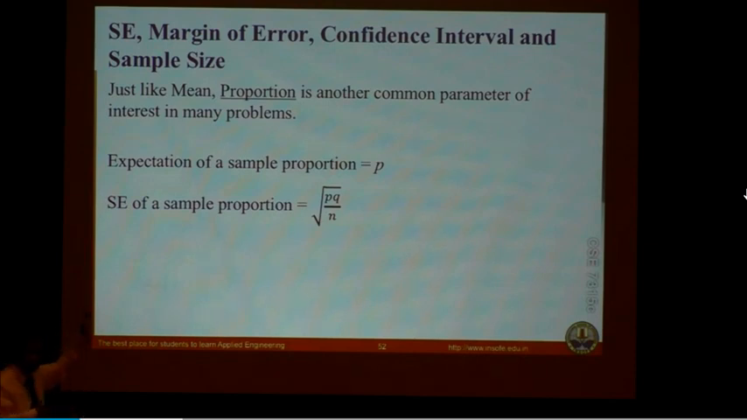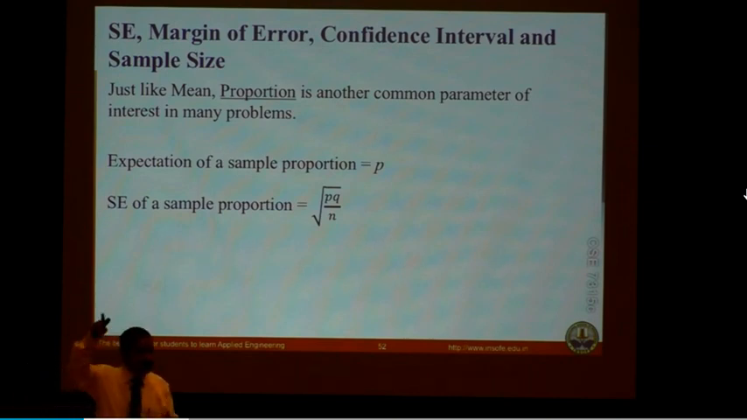But at this point, the standard error when we were doing means was the standard deviation of the population divided by the square root of sample size. Here, it is the square root of PQ divided by the square root of sample size. What does that mean?